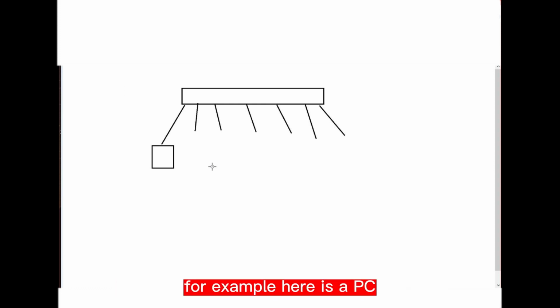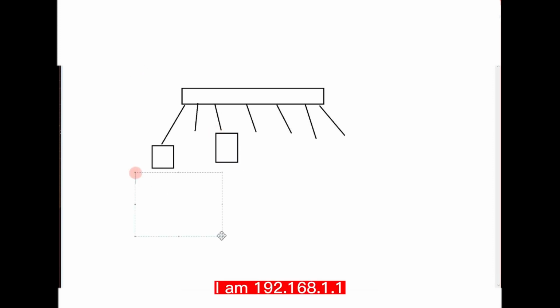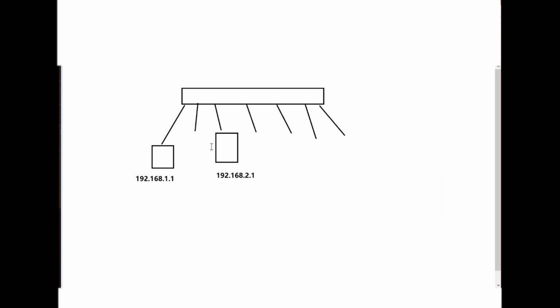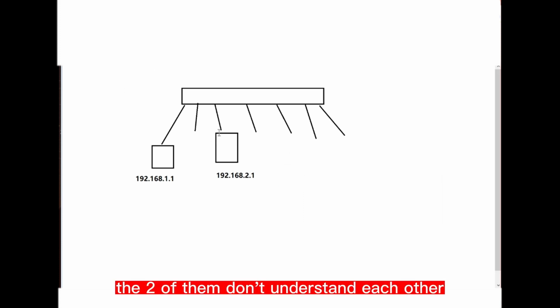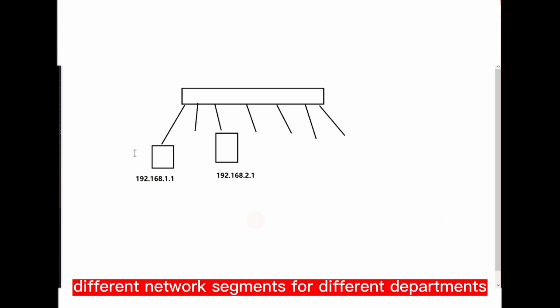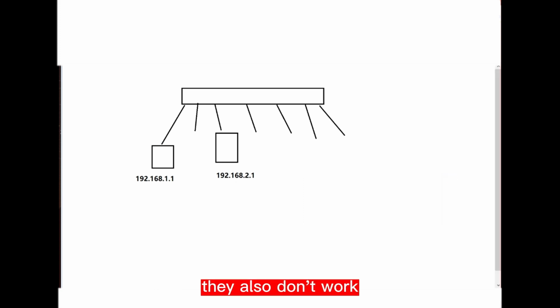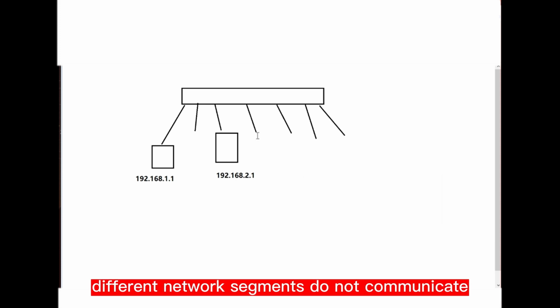For example, here is a PC. I am 192.168.1.1. The PC on the right is 192.168.2.1. The two of them don't understand each other. If I now draw different network segments for different departments, they are all connected to a device. They also don't work. VLAN also does not work. Different network segments do not communicate.